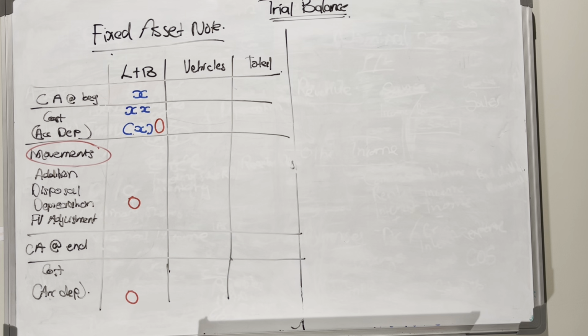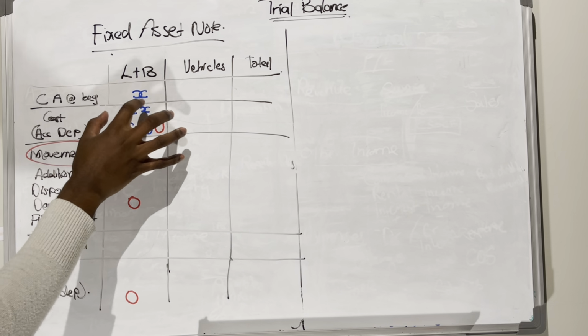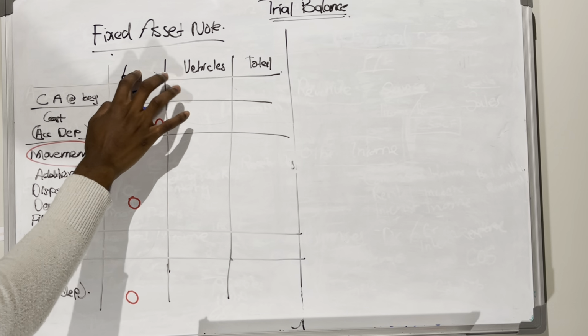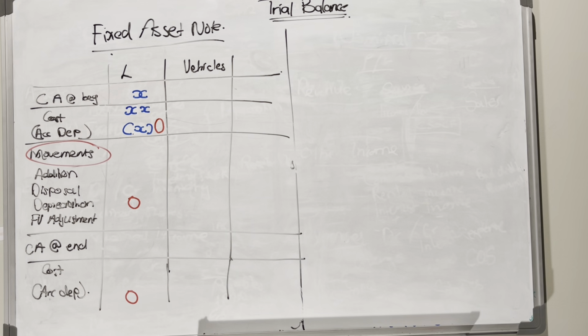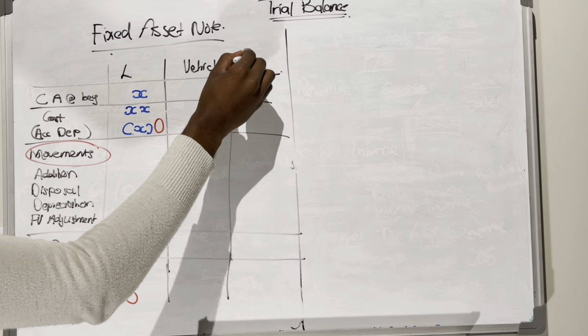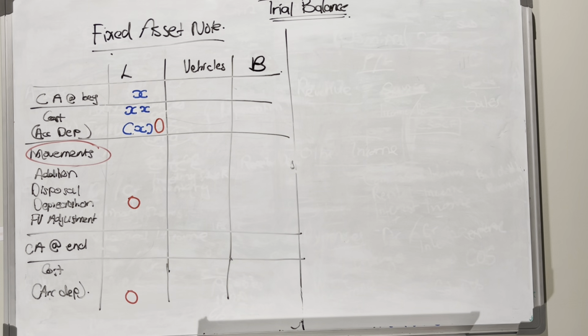And when you have an addition on land, it is usually the easiest part of this fixed asset note. Maybe I should have, let me rather do this. Separate the two: land, vehicles, and buildings. Yes, it's better that way, to reduce confusion.